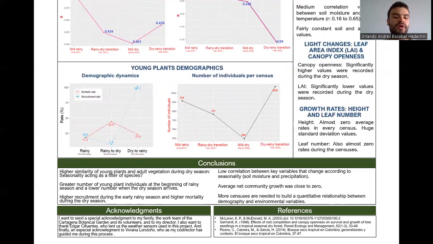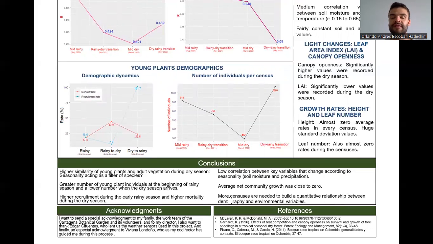There was a greater number of young plant individuals at the beginning of rainy season and a lower number when the dry season arrives. There was a higher recruitment during the early rainy season and a higher mortality during the dry season. There was a low correlation between key variables that change according to the seasonality, like soil moisture and precipitation, because temperature was fairly constant through all the censuses.